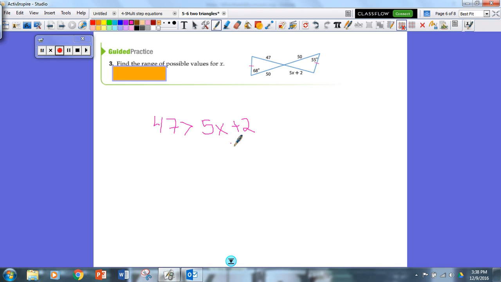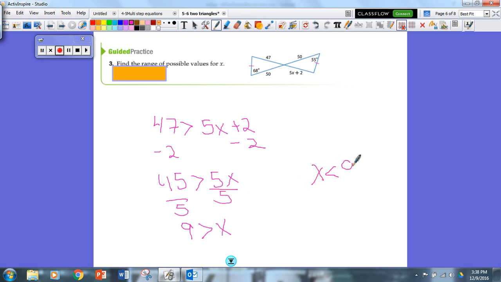And I solve that inequality. I have 45 is greater than 5x. I divide by 5. And 9 is greater than x. So that means x has to be less than 9.